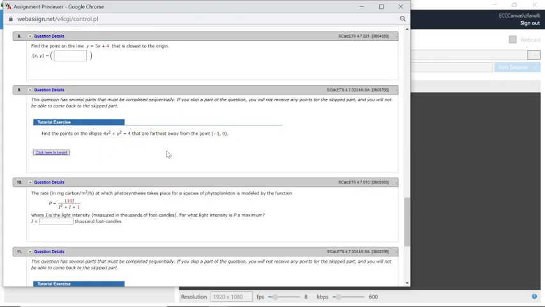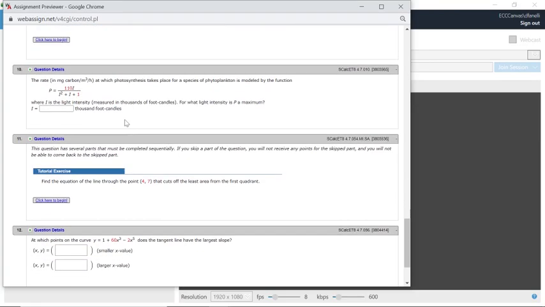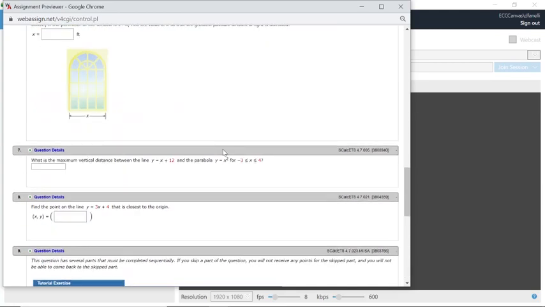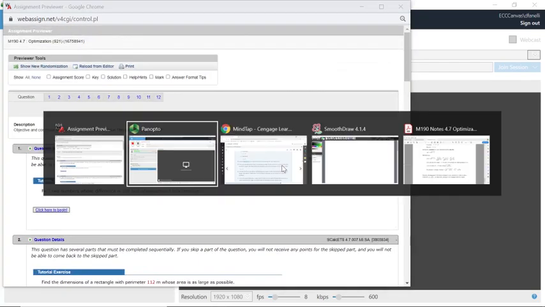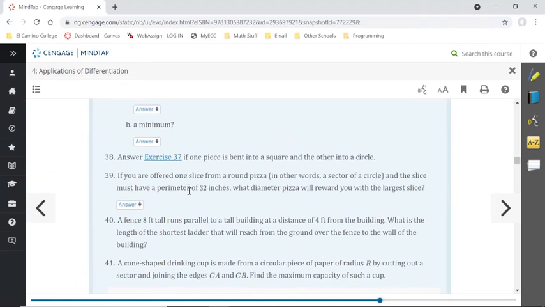Okay, another one about distance. Okay, an application about light intensity and photosynthesis. They're giving you a function. Okay, find the light intensity for what light intensity is P maximum. Okay, and a couple more. All right, a couple more ones involving graphical equations. Okay, in the book. I like this exercise.